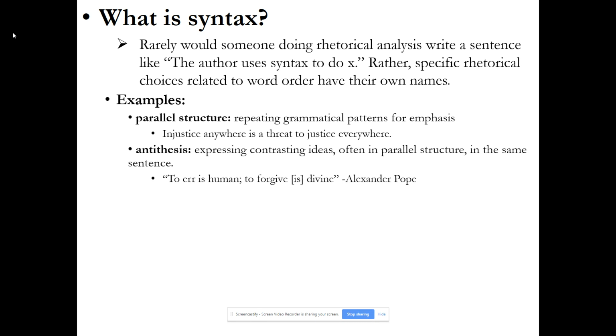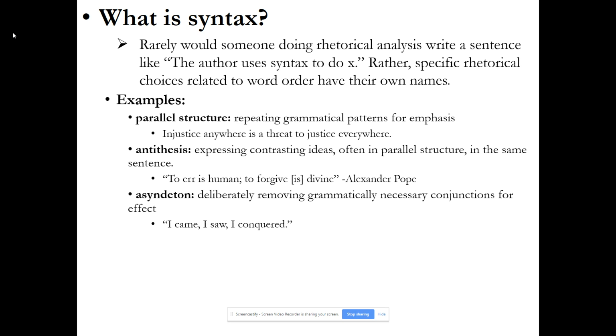Antithesis is another one. An antithesis is just expressing two contrasting ideas in parallel structure in the same sentence. In some cases, you can even draw a line straight through the sentence, and you're going to have one idea on one side of the line and the other idea in almost an identical grammatical structure that happens to contrast with the first idea in the second half of the sentence. That's antithesis.